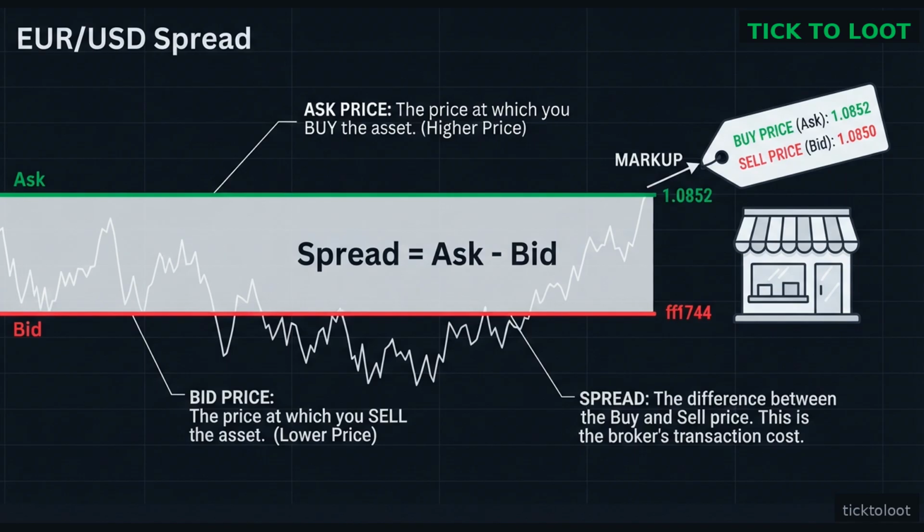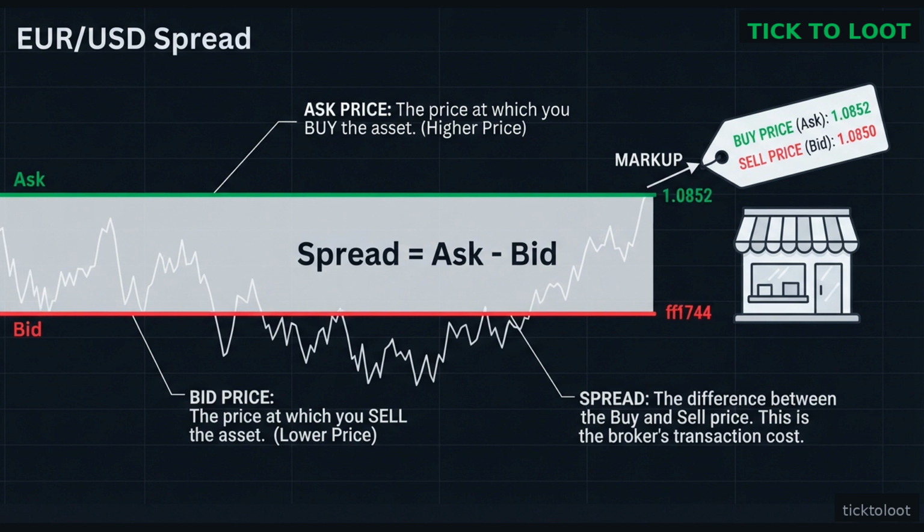That extra 20 cents is the store's markup, the difference between what they're willing to sell to you and what they're willing to buy from you. In Forex, the same idea exists, but instead of water, we have currency pairs like euro to US dollar. A broker shows you two numbers for every pair, the bid price and the ask price.